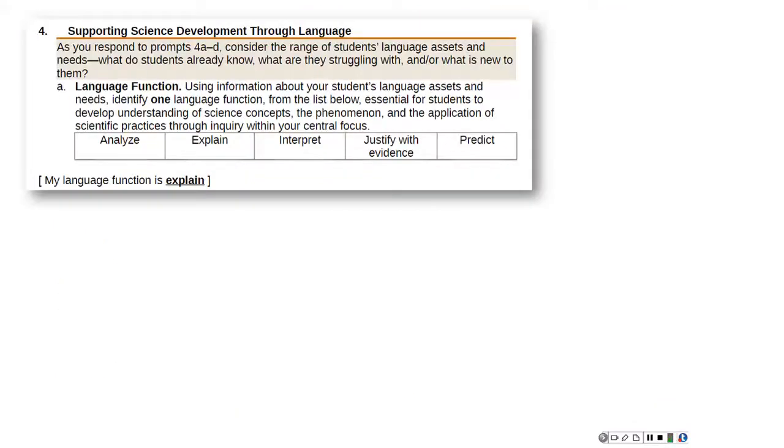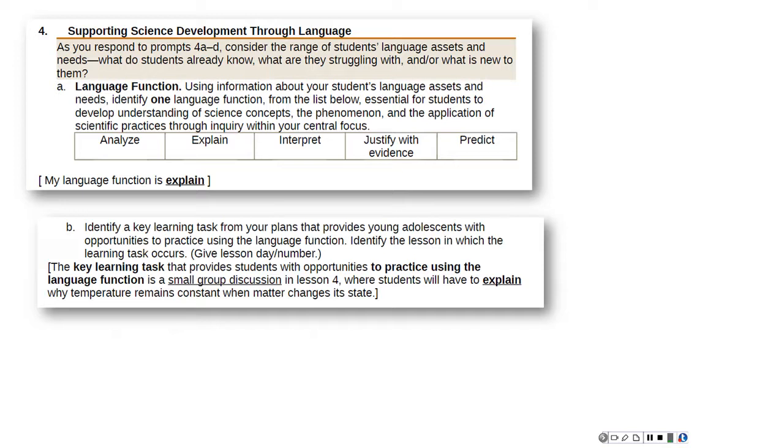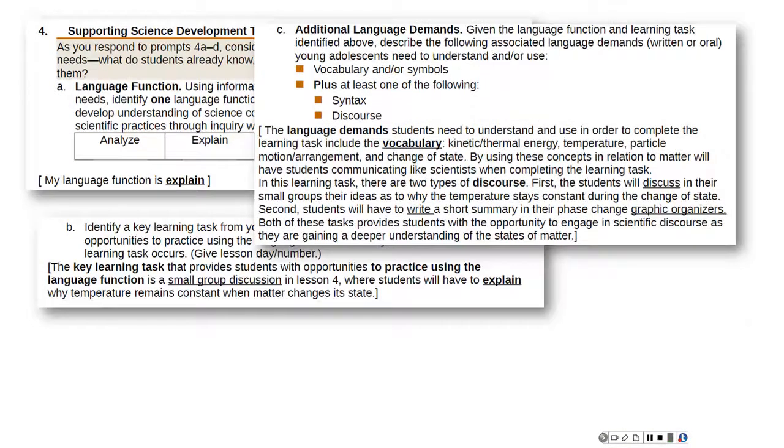So here are some examples, because people always want to know what the edTPA looks like. Here's someone's answer for 4A. This is a science, middle grade science, I think. My language function is explain. Key learning task, 4B. There's somebody's answer to 4C. Notice how they've bolded and underlined. Why do you think they did that? Point the reviewer's nose right at the answer.